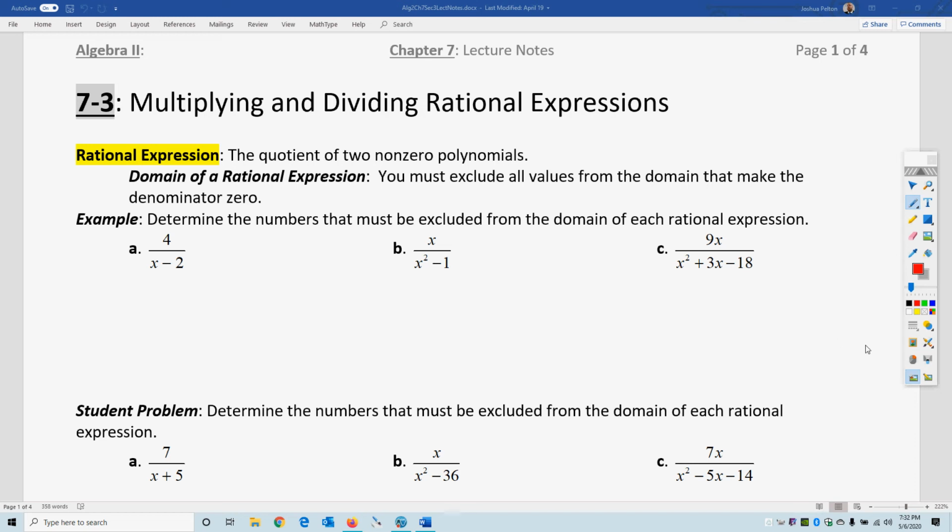This is Professor Pelton. This is Algebra 2, Chapter 7, Section 3, Multiplying and Dividing Rational Expressions.